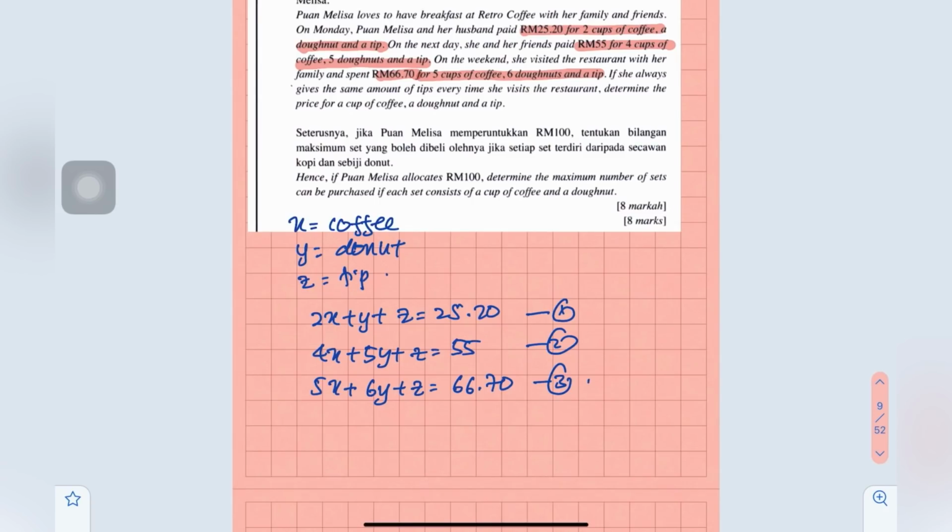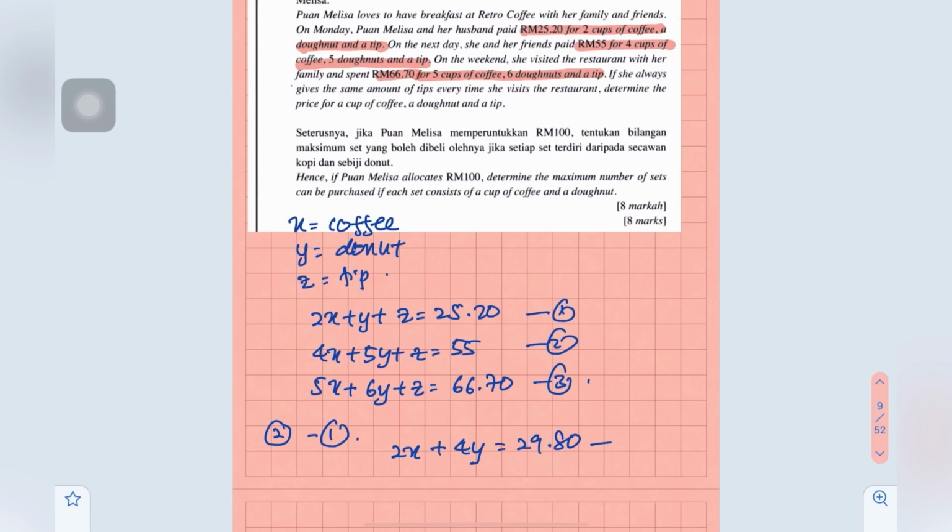Okay, dia tak ada kata guna apa-apa. So bebas nak guna substitution ataupun elimination. Okay, let's say saya nak guna elimination. So saya tengok dekat sini, z semua 1. So saya boleh guna mana-mana lah. Let's say saya nak guna 2 tolak 1. Okay, so for x, 2x minus x is x. 5y tolak y, 4y. Z habis. RM55 tolak dengan RM25.20, so dah akan dapat RM29.80. Okay, so dapat equation yang keempat.